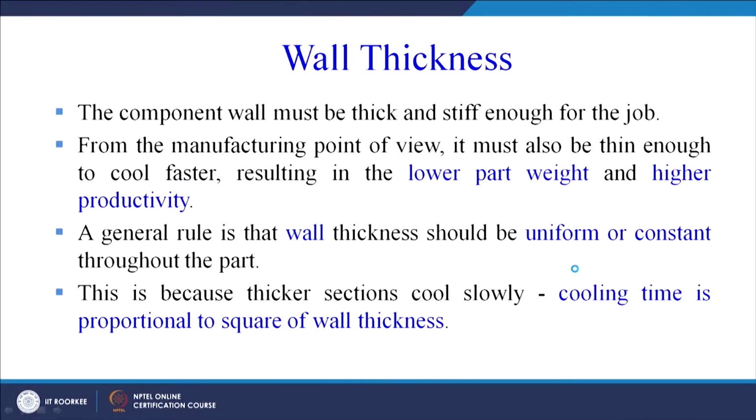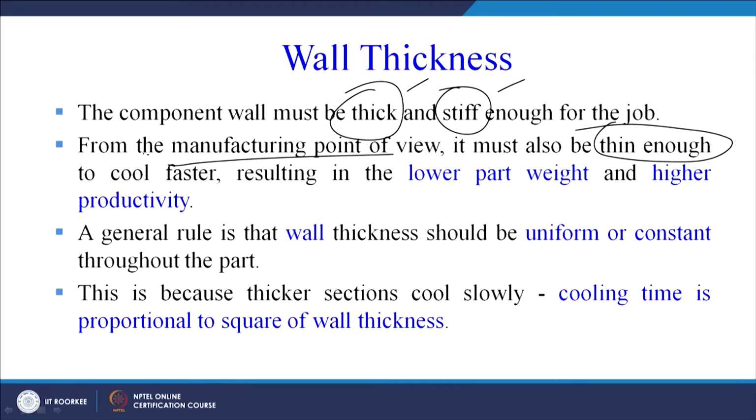Now, what about the wall thickness? The component wall must be thick and stiff enough for the job. You can see, thick and stiff enough for the job. From the product design point of view, it must be stiff and thick. From the manufacturing point of view, it must also be thin enough to cool faster, resulting in lower part weight and higher productivity. Cool faster means, as we have seen, the process is a cyclic process.